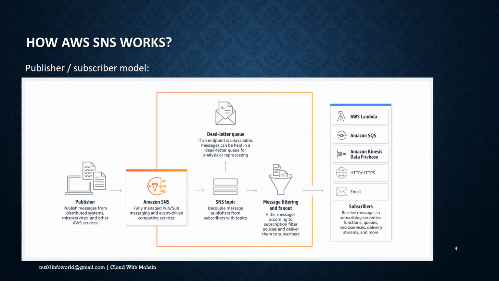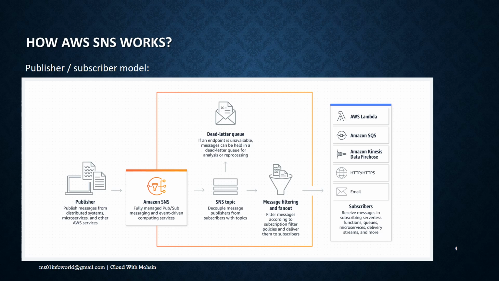The SNS topic is a kind of channel, a tunnel or a particular channel from where we can deliver messages to multiple subscribers. Once the messages are in the SNS topic, if a message is not processed in a timely manner, it will go to the dead letter queue, and from the dead letter queue it will be used for analysis or reprocessing. So if a particular message is not processed in the expected way, then it will be captured in the DL queue. If it gets processed, the next step is message filtering and fan out.